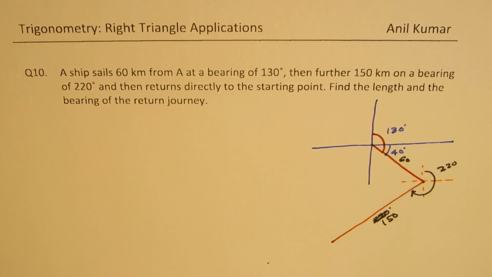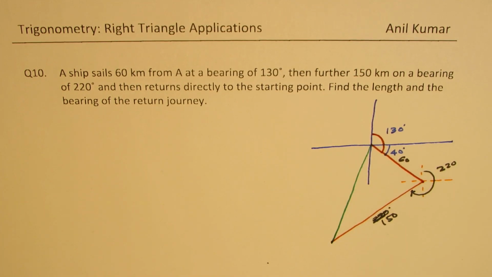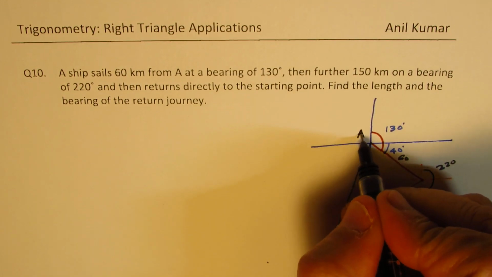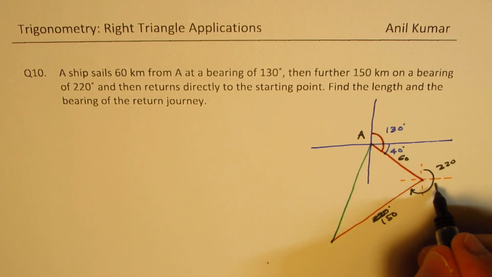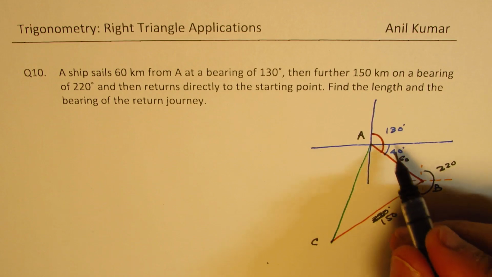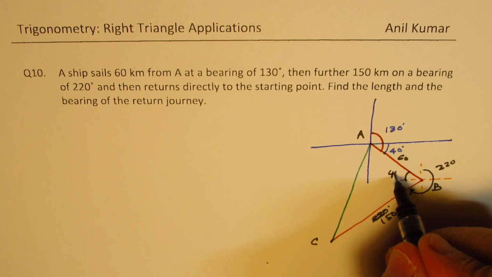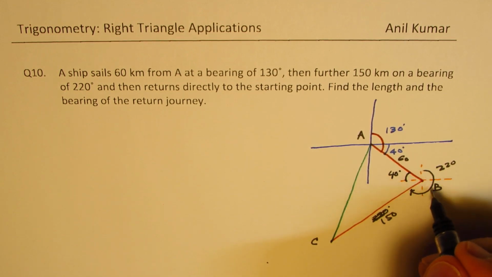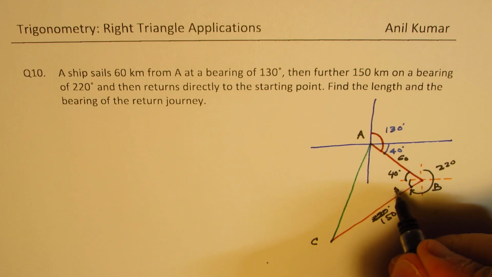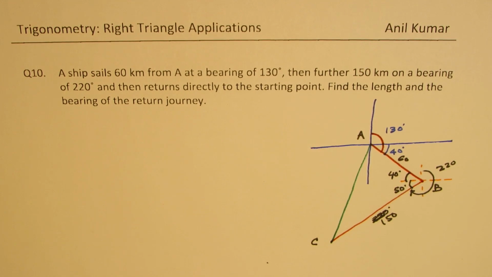Now, we have to figure out how it will return, right? So it has to return to the starting point. That's the diagram. Let's call this point A. Now this is B for us, and that is C. Let's see the angles. If this is 40, this angle here will also be 40. When we are saying 220, then it is 50 here, right? Now 40 plus 50 is 90 degrees, so we have a 90 degree angle.